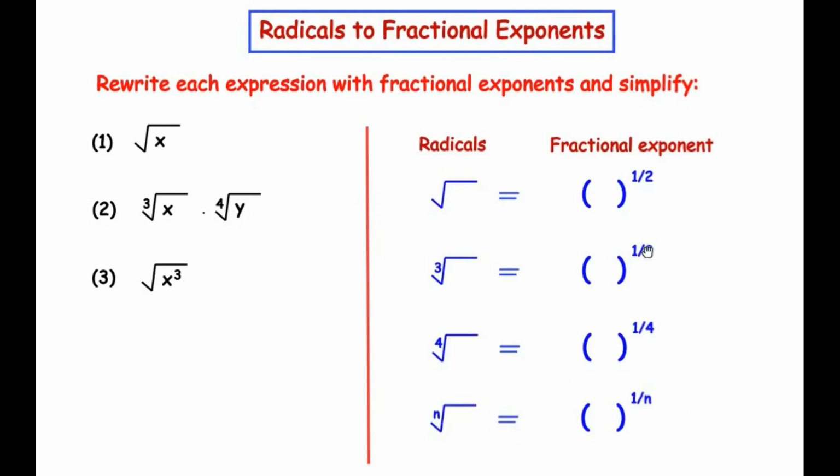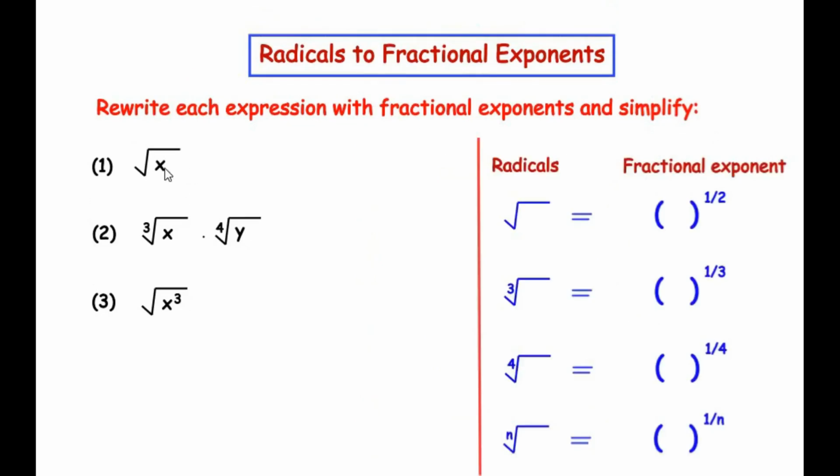Now making use of this basic knowledge, let us try to simplify these expressions, starting with the first one. Now this is square root of x, and we can see that the square root can be represented as something raised to the power of 1 over 2. Now here we have x, so we are going to write it as x to the power of 1 over 2. So we have converted the radical expression into a fractional exponent. Now let us look at the next one.